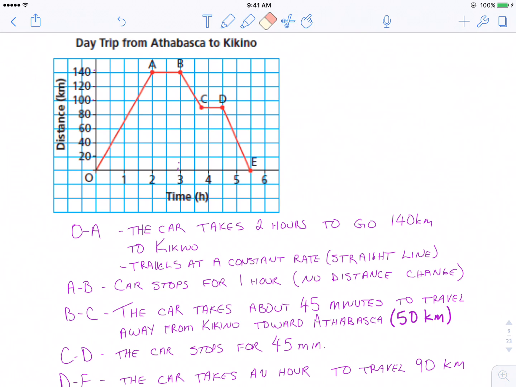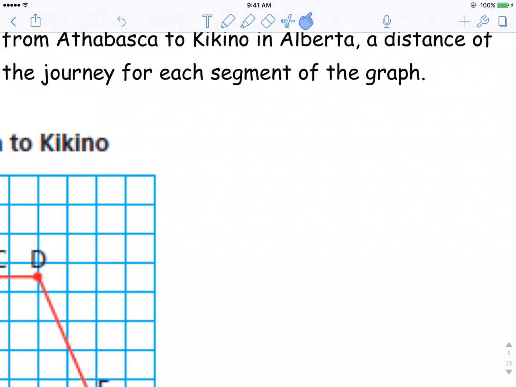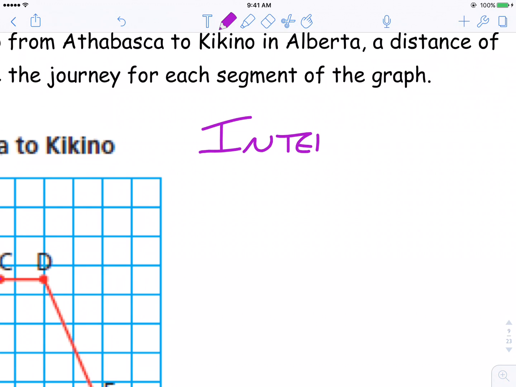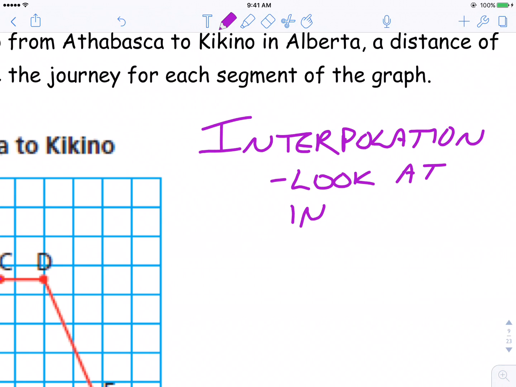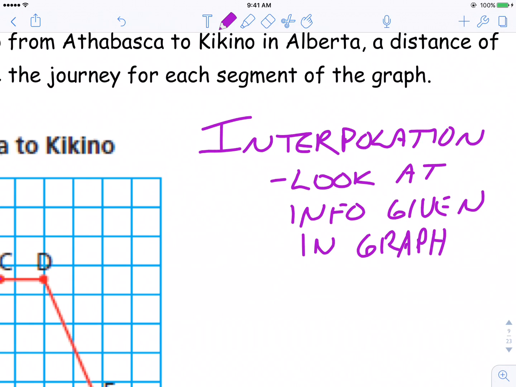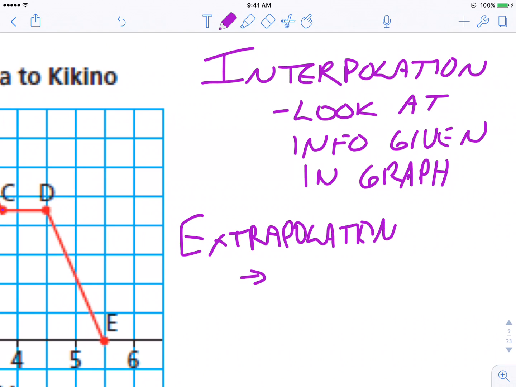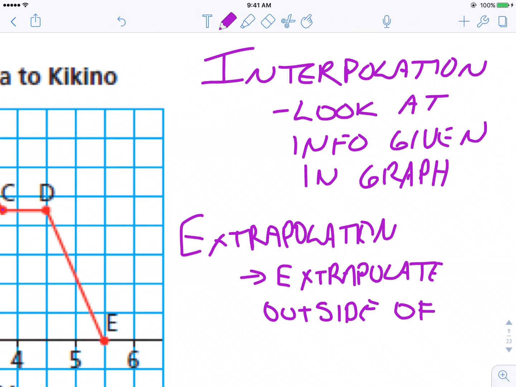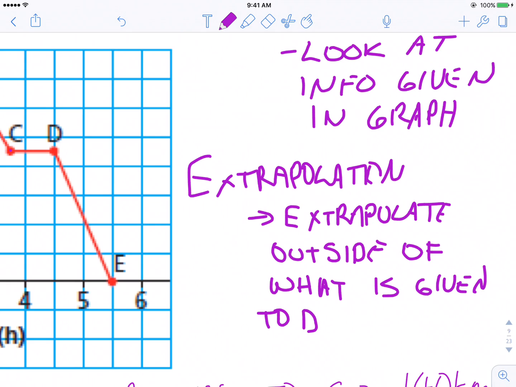And this is called, and we're going to talk about two terms eventually. We're going to talk about interpolation, which is looking at information that's given to you in the graph, as opposed to extrapolation, where we try to extrapolate outside of what's given to determine what may happen.